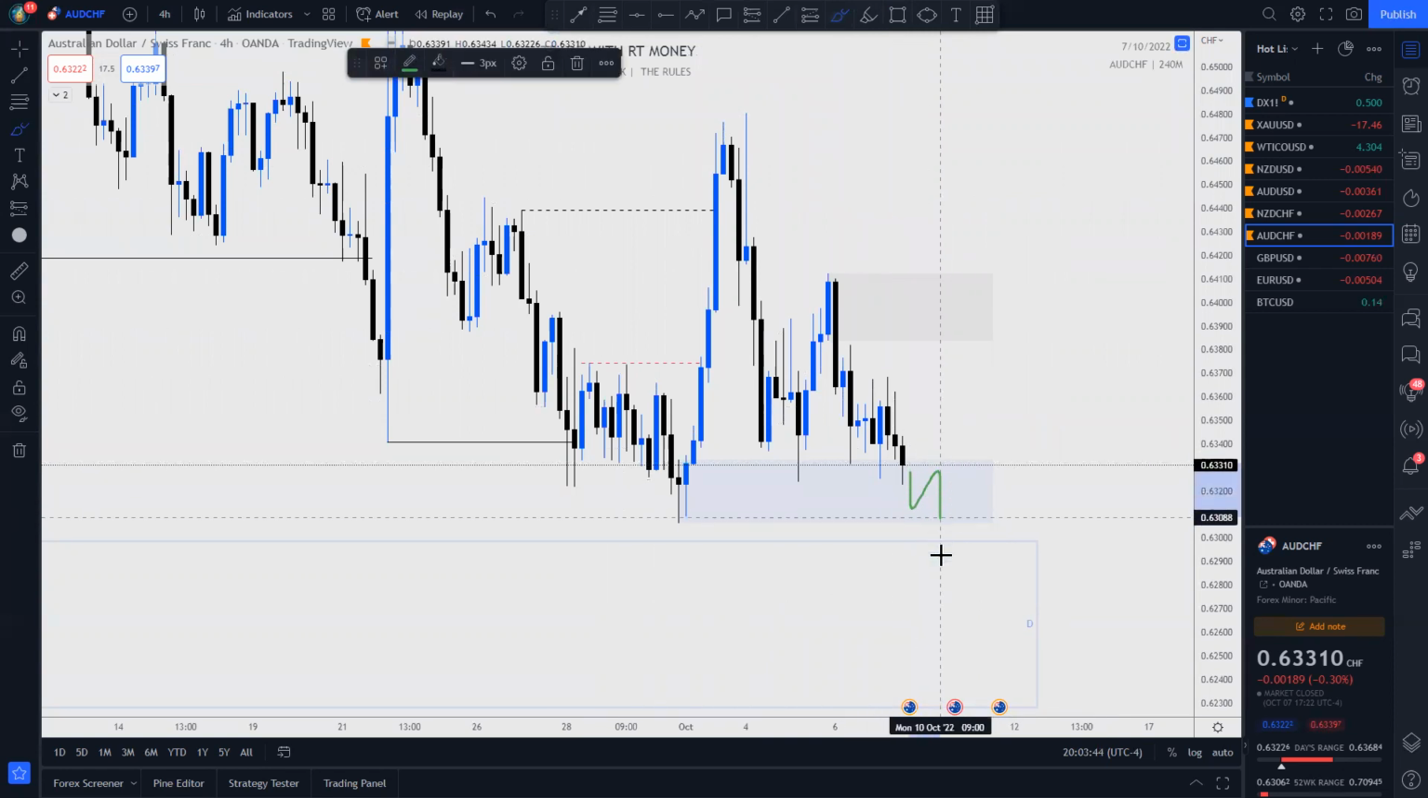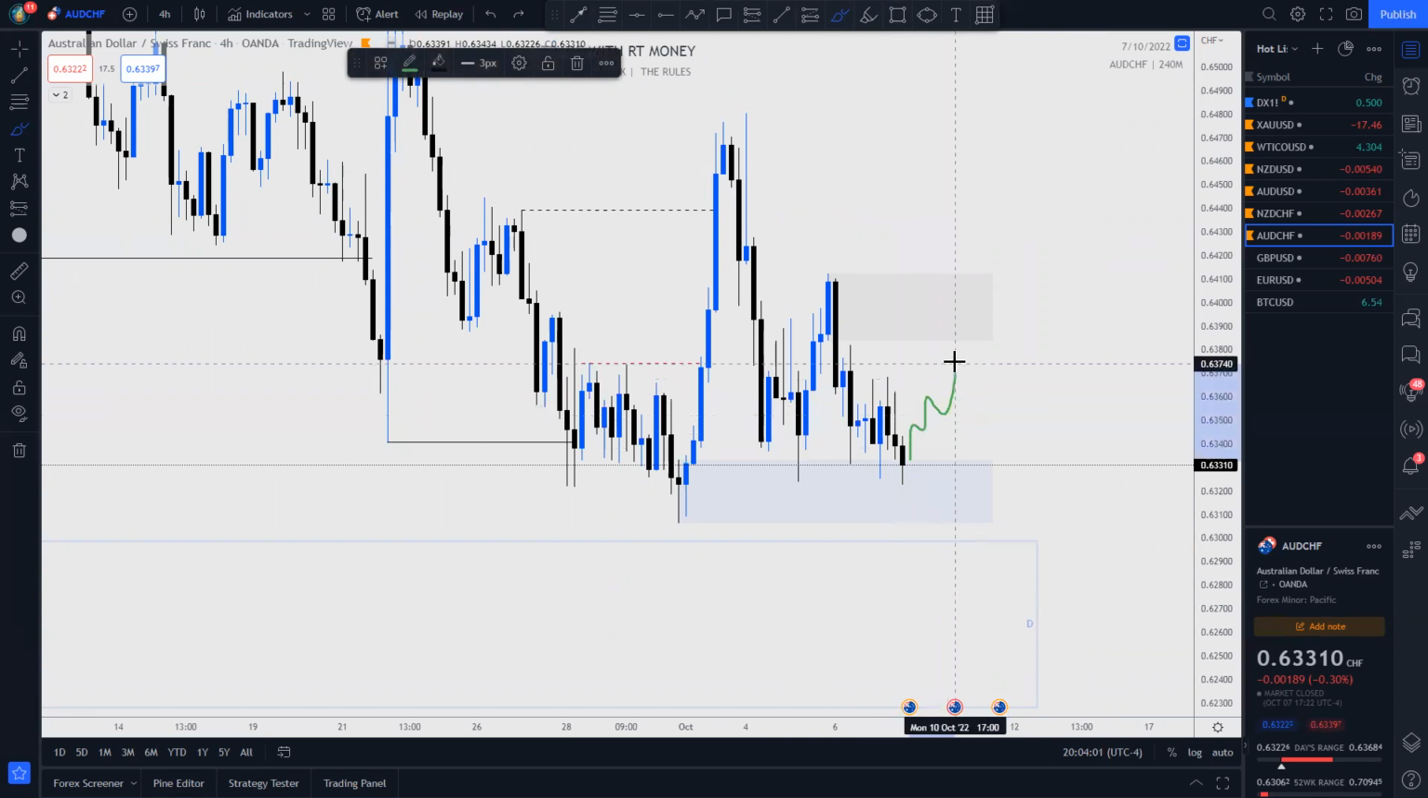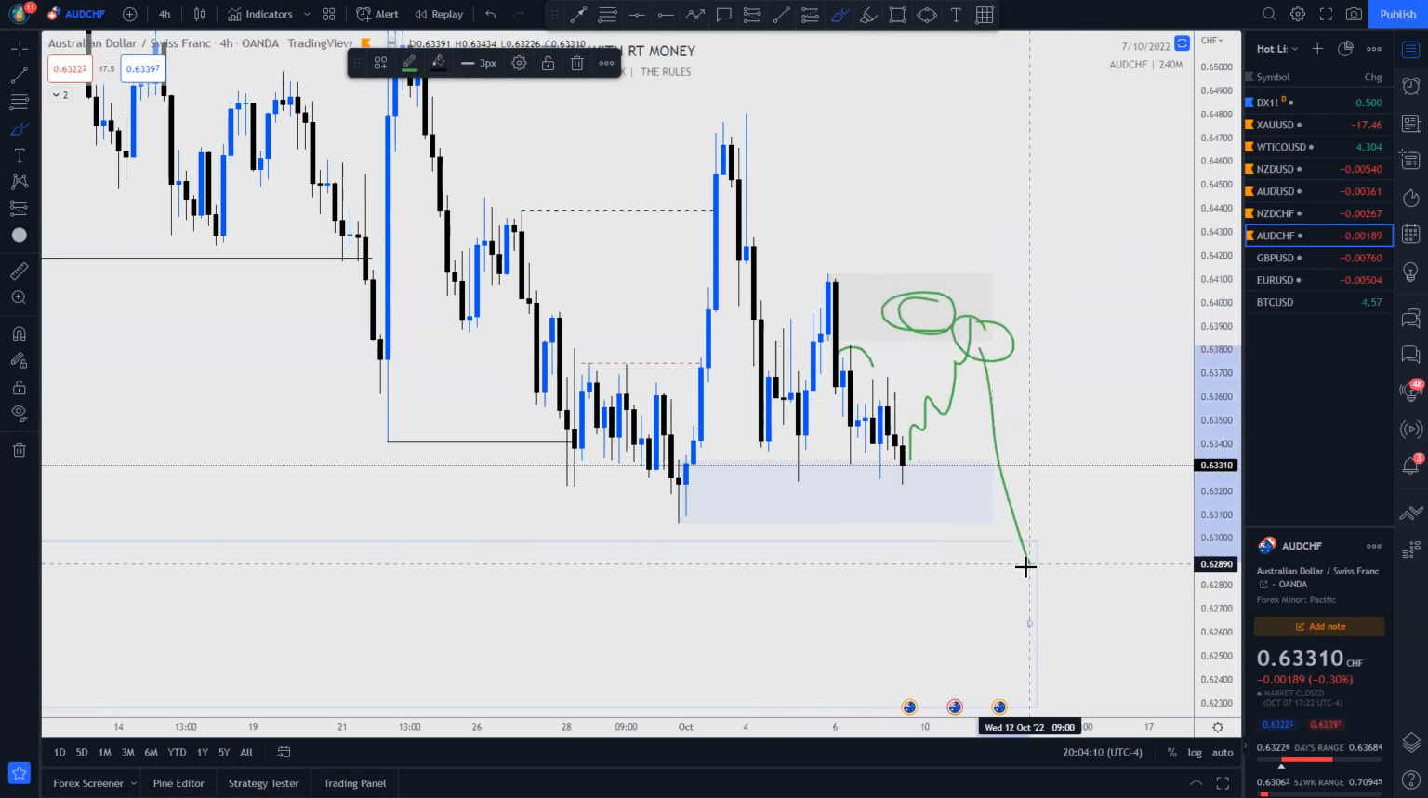If price breaks this, mitigates this zone, then take the pullback and be happy to take that short from there. And if price starts to drift up a little bit, let's see if we can make it up. This looks like inducement for this mitigation. I would love to take that trade from here for sure. So we got two scenarios.